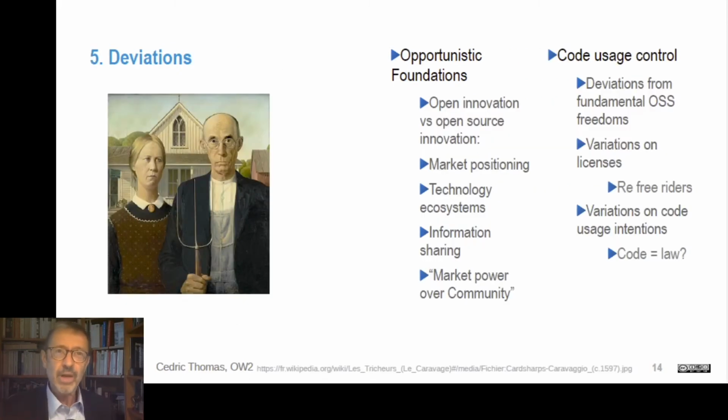Next, there's what I call deviation. Those deviations come from the opportunistic use of open source software to create foundations, not so much to do open source software, but actually to create technologies that would work together and would take prevalent market positions. So these are not really open source organizations. These are really technology and business organizations made for grabbing market shares.